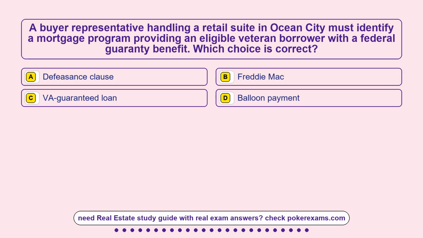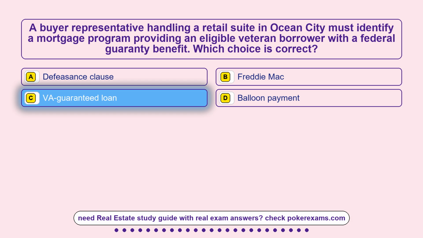Question 24. A buyer representative handling a retail suite in Ocean City must identify a mortgage program providing an eligible veteran borrower with a federal guarantee benefit. Which choice is correct? Option A, the defeasance clause. Option B, Freddie Mac. Option C, VA-guaranteed loan. Option D, balloon payment. The correct answer is option C, VA-guaranteed loan.